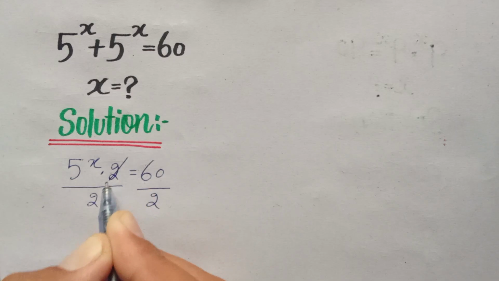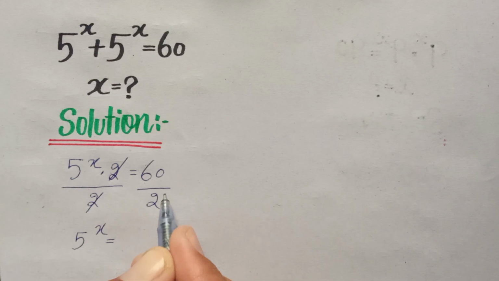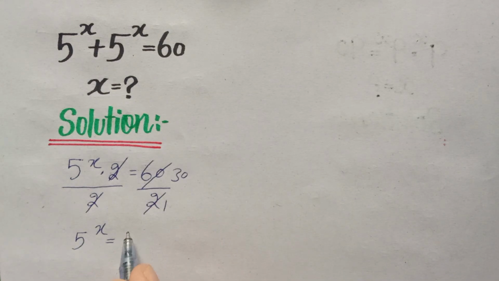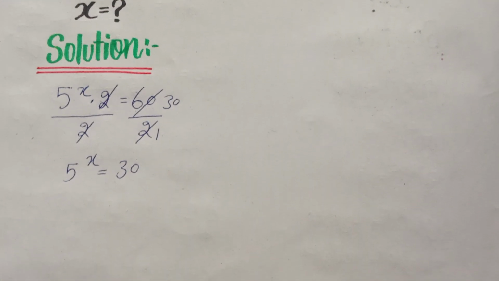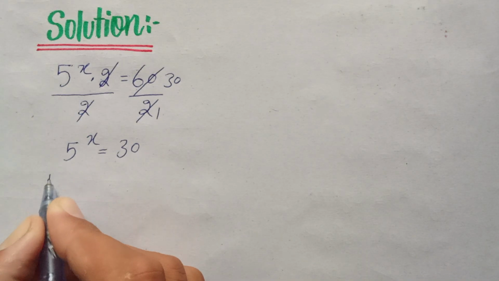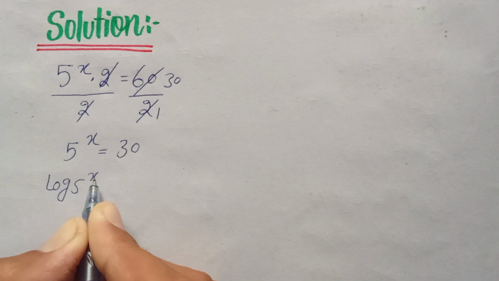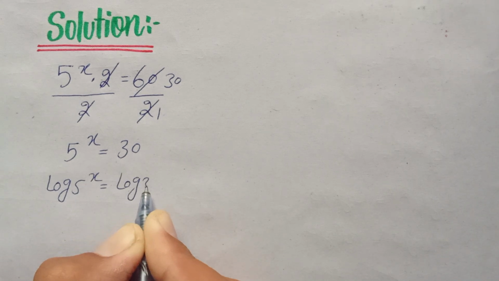These two can cancel with these two, so it becomes 5 to the power of x is equal to 30, since 2 ones are 2, 2 30s are 60. Now dear student, this is an exponential form, so we apply log on both sides, so it becomes log 5 to the power of x is equal to log 30.